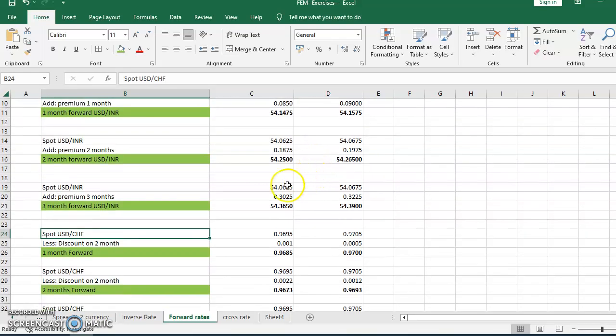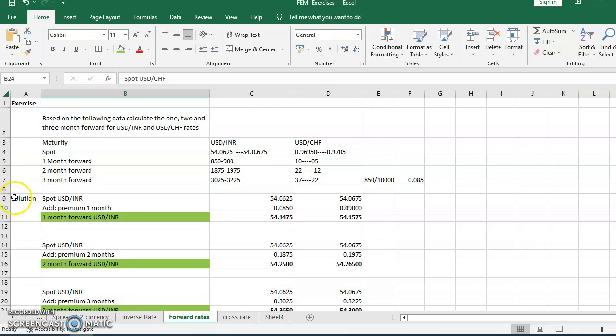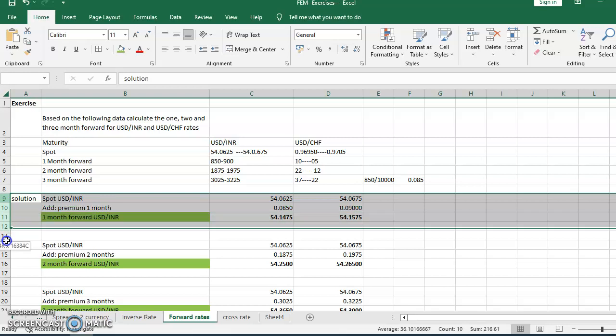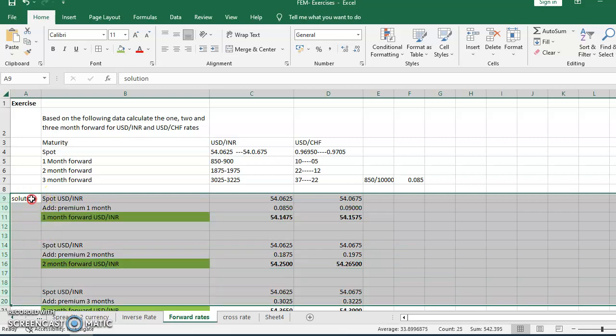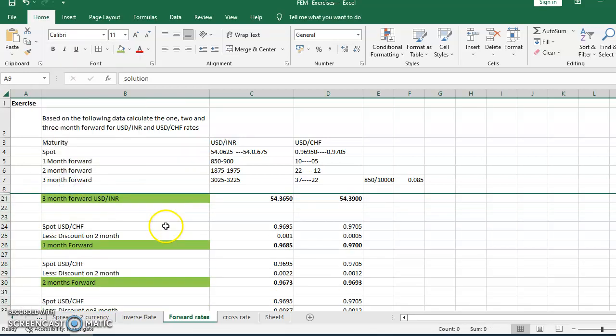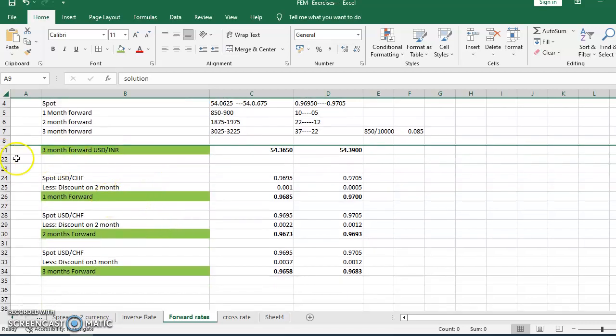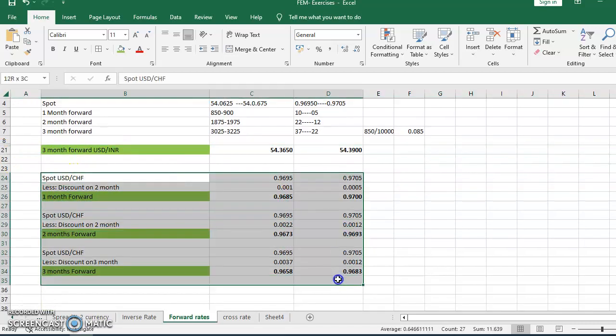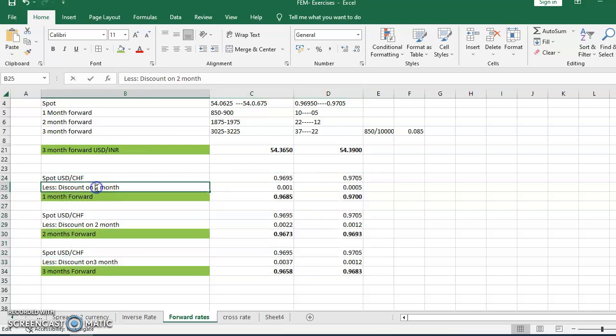Okay, so let me hide this so that the other things are visible to you. Just hide it. Okay, now look at this. This is all you have to see. This is the portion that you have to watch. Okay, now spot USD Swiss franc. What is the value? 0.9695 and 0.9705. So there is a discount on the currency for the first month.